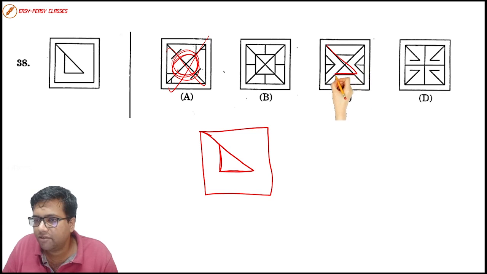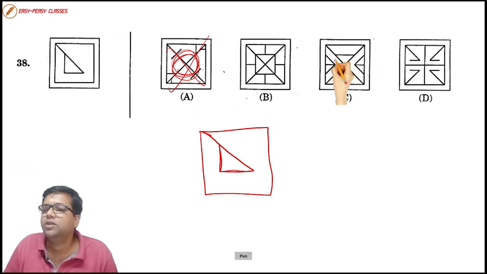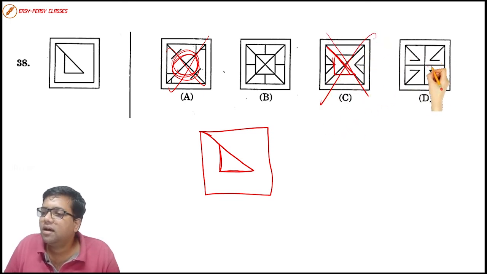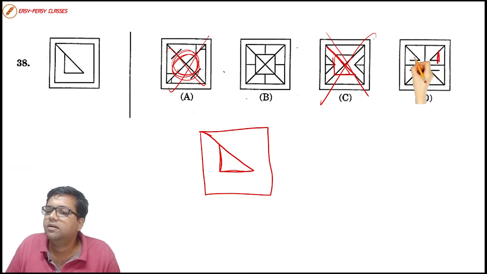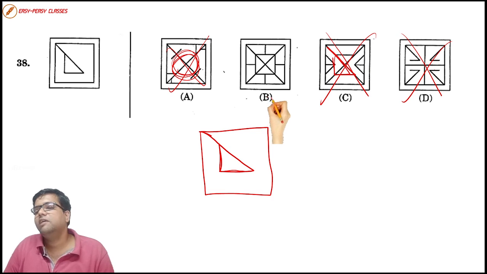See, there is a triangle forming here, but this has to be a right angle triangle, which is not the case over here. It should have been a right angle triangle, right, like this. So we eliminate this as well. There are no diagonals properly forming. Even though they are forming, there are no right angle triangles forming here, so we eliminate option D as well. We are only left with option B.